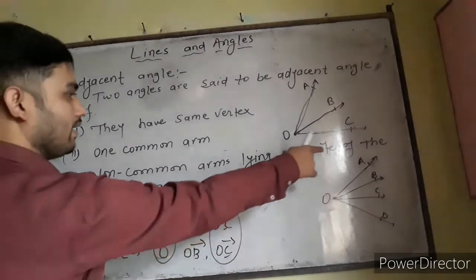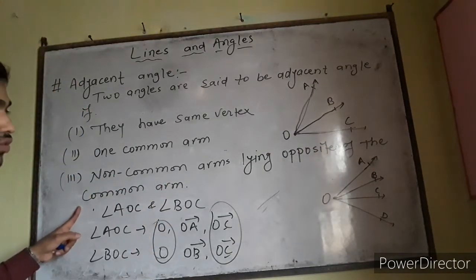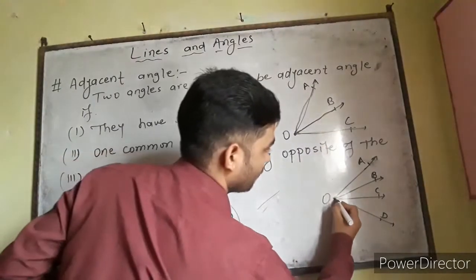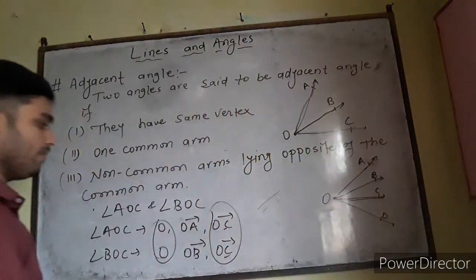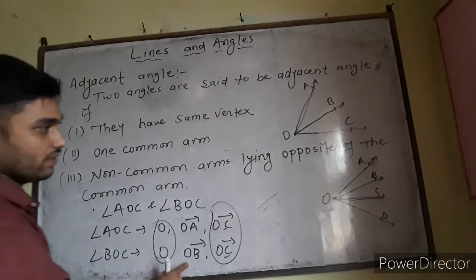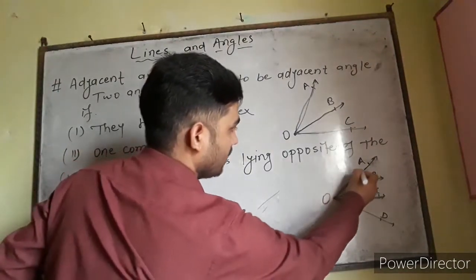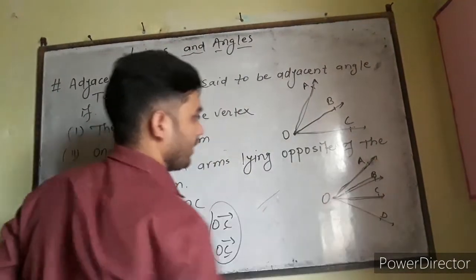Non-common arms lie opposite of the common arm. So where is the common arm? That is OC. And the non-common arms are OA and OB. So where is OA? This one is OA and this one is OB.